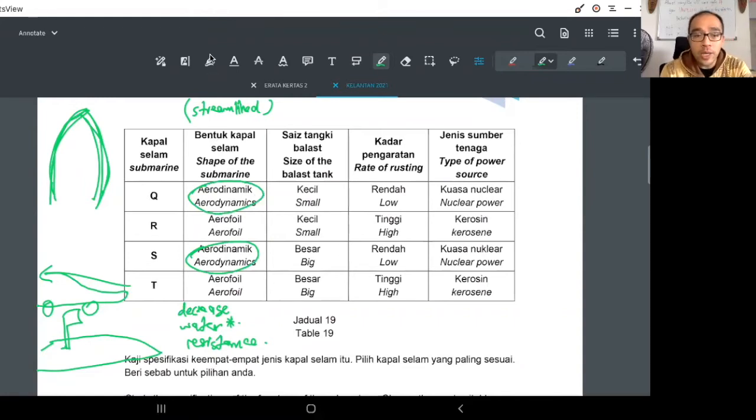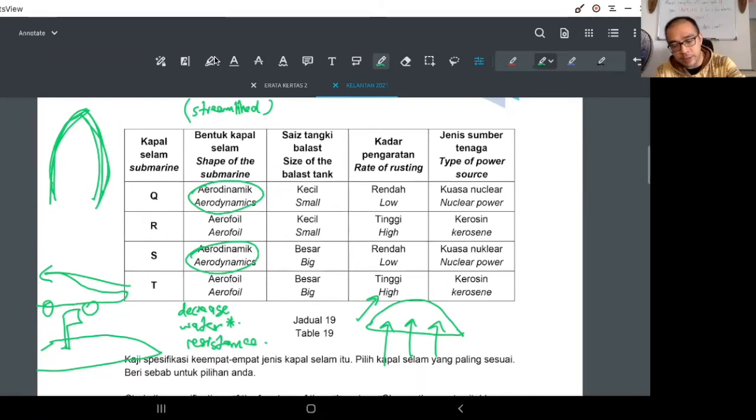Okay, why can we not use aerofoil? Because aerofoil has to do with the shape of the wing, when seen from the side, and it is supposed to produce a lift force. Okay, this is different. The submarine wants to go forward. Aerofoil wants to go up. So it's a different purpose altogether.